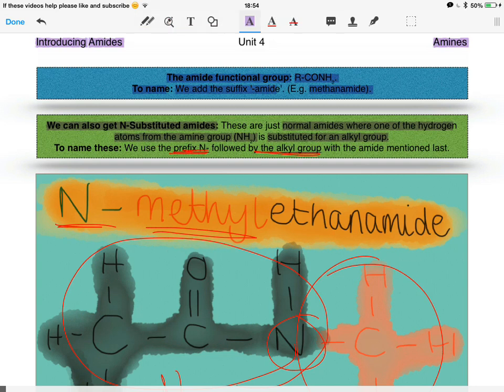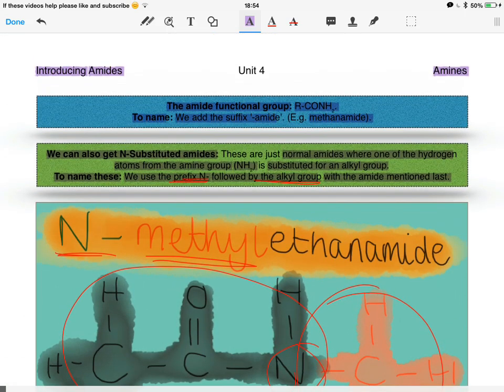So doing my usual of highlighting and speaking, to name these we use the prefix N followed by the alkyl group with the amide mentioned last. And that's it for the amides.